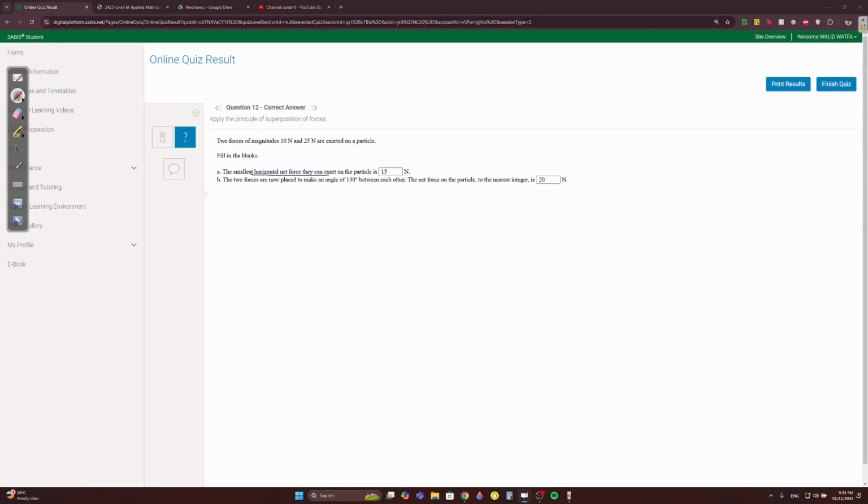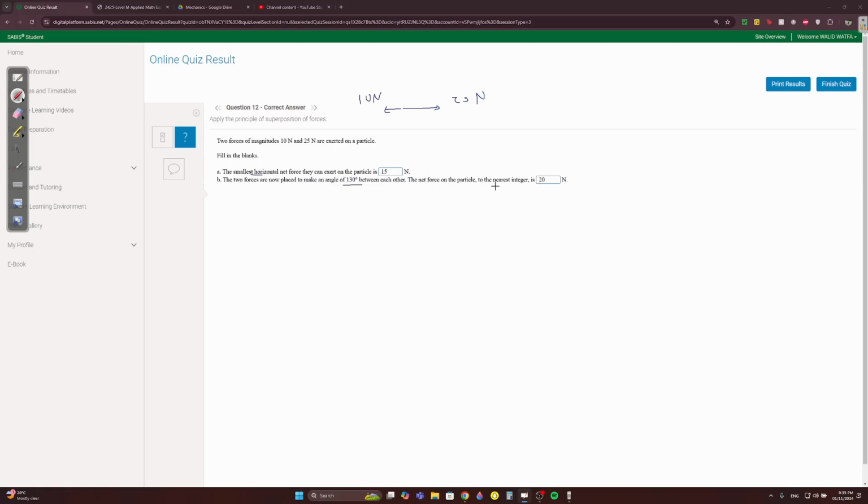Two forces of magnitudes 10 and 25 are exerted. What is the smallest horizontal net force they can exert? Net force means when you subtract them or add them. The only case where you'd have the smallest net force is if they were in opposite directions. So if it was 25 here or 10 here, this is wrong. The arrow for 10 should be a bit smaller. Okay, like this, this would be the minimum case. This is the smallest force they can produce. In this case it would be 15, because 25 minus 10.